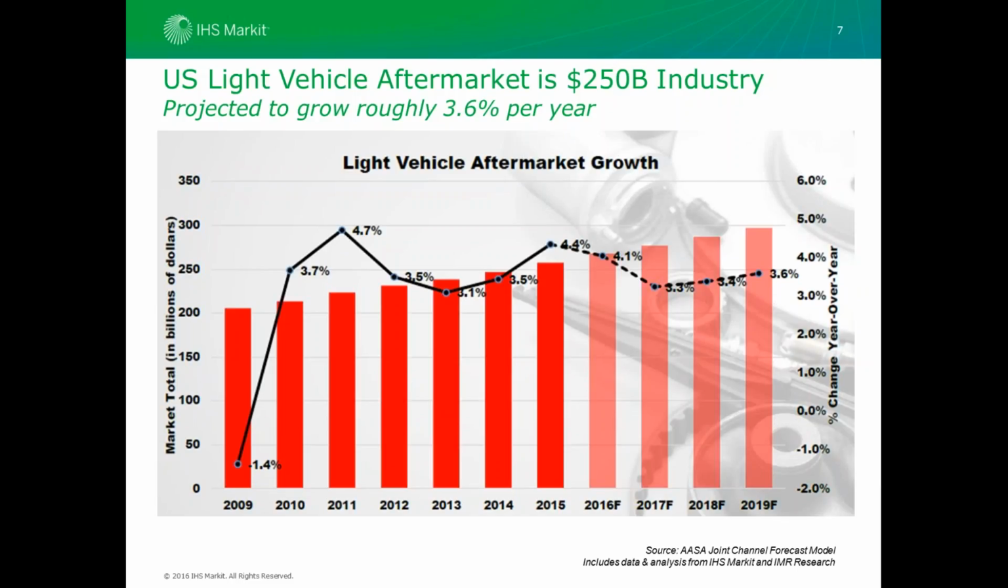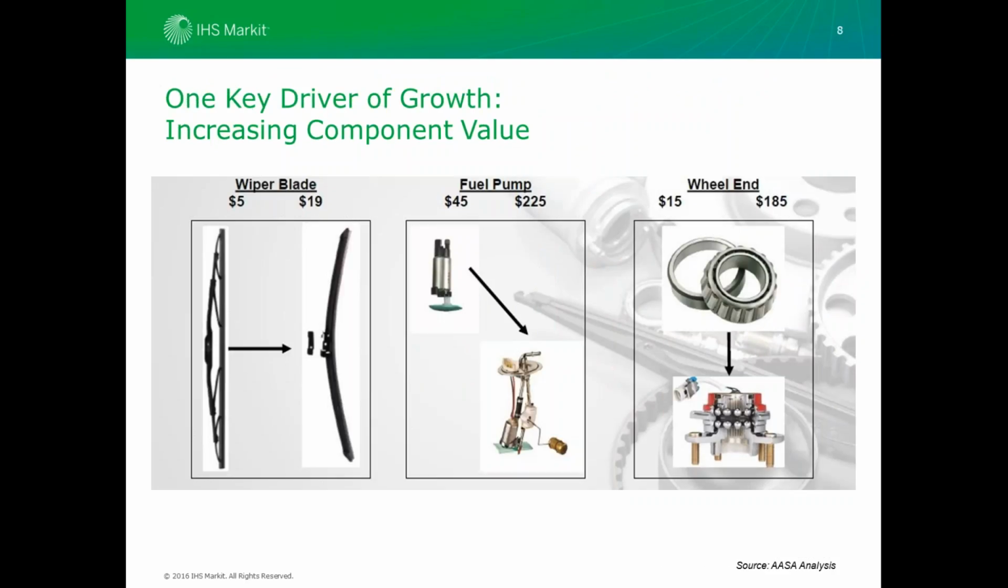As you can see, the U.S. aftermarket, and it depends how you measure it, is about a $250 billion industry, and it's been growing over the past 6 or 7 years since the recession, and it's expected to continue to grow over the next 4 or 5 years at a rate of a little bit more than 3.5% per year. So the outlook is good, relatively healthy, but there are some interesting things happening behind that growth that I wanted to take a look at and share with everyone.